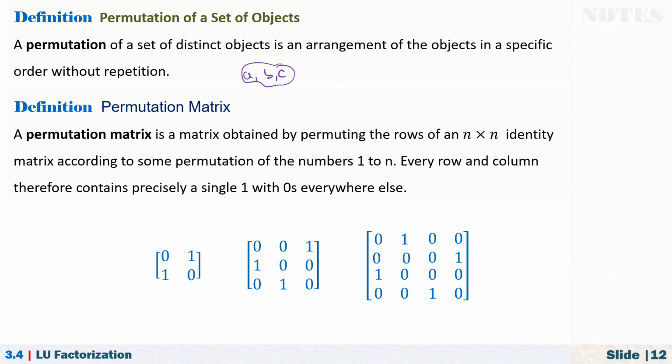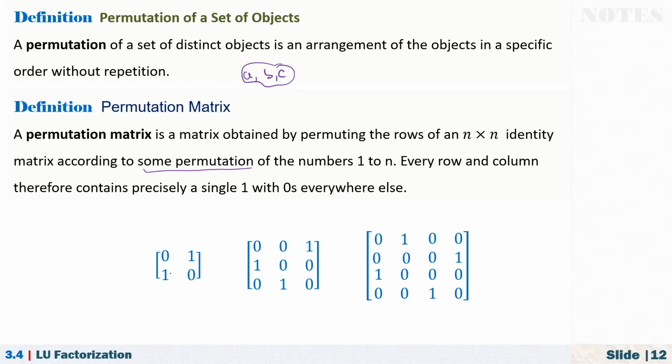But what is a permutation matrix here? The permutation matrix is a matrix obtained by permuting the rows of an n by n identity matrix according to some permutation of the numbers 1 to n. Every row and column therefore contains precisely a single one with zeros everywhere else. So if you obtain a new matrix, maybe you're given, let's say, a 4 by 4 matrix, I change the first one with the second one and the third one with the fourth one, right? So that new matrix is called a permutation matrix.